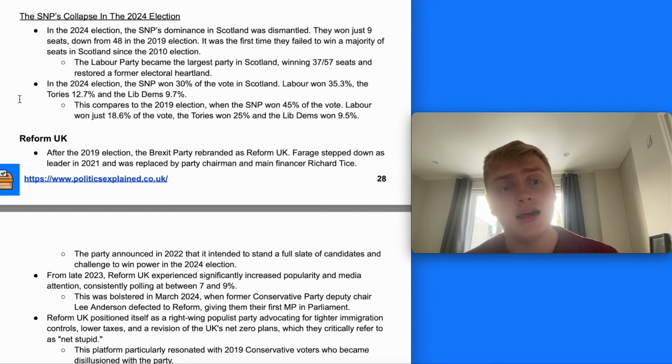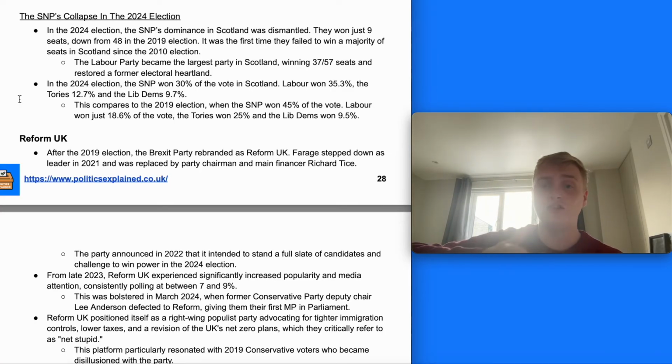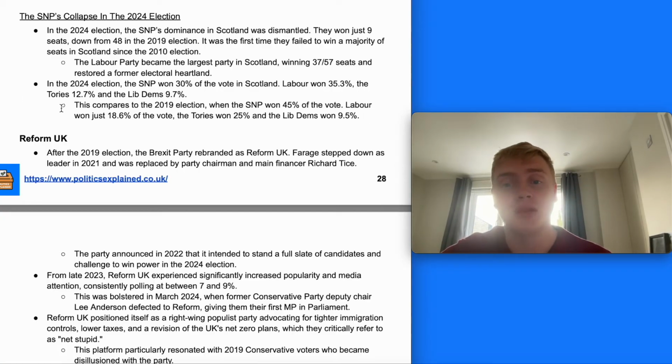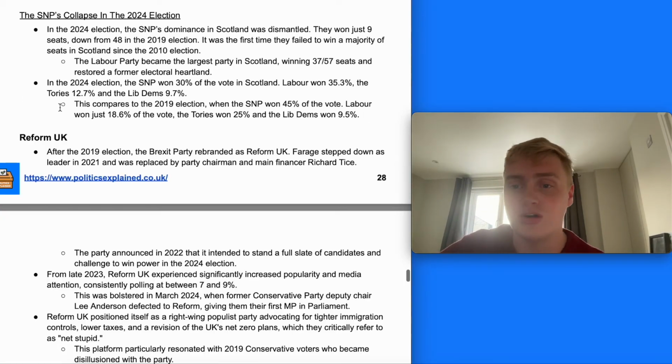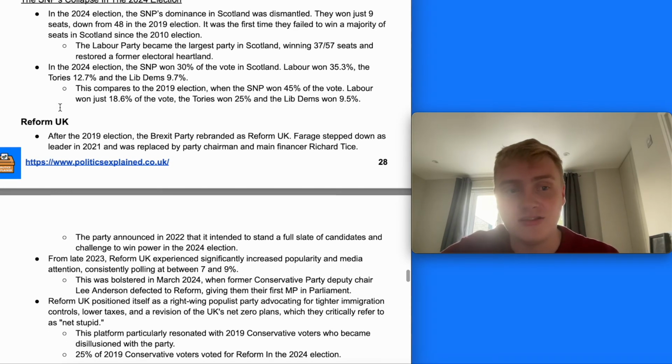In total, in the 2024 election, the SNP won 30% of the vote in Scotland, with Labour winning more at 35.3%, the Tories 12.7%, and Lib Dems 9.7%. And this compares to the 2019 election, where the SNP won 15% higher at 45% of the vote, and Labour's vote share was almost half. So you see a pretty clear movement of some voters from the SNP to Labour, which enabled them to regain dominance in Scotland and really tanked the SNP's number of seats.